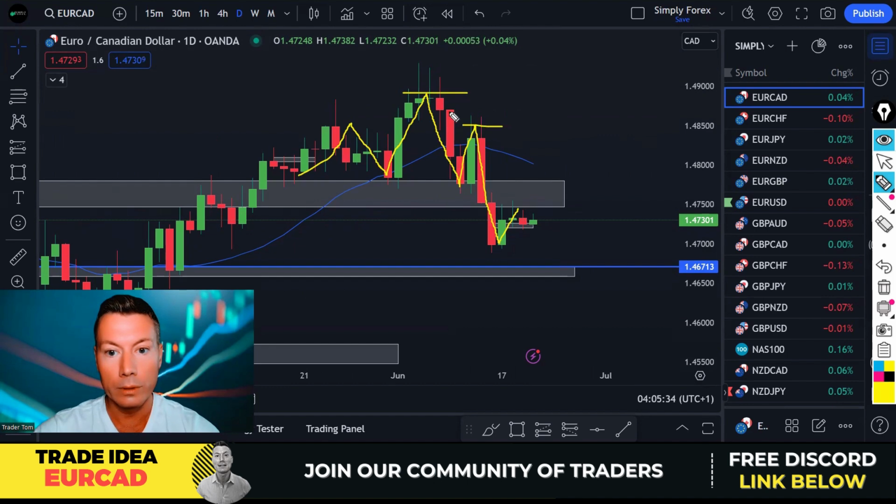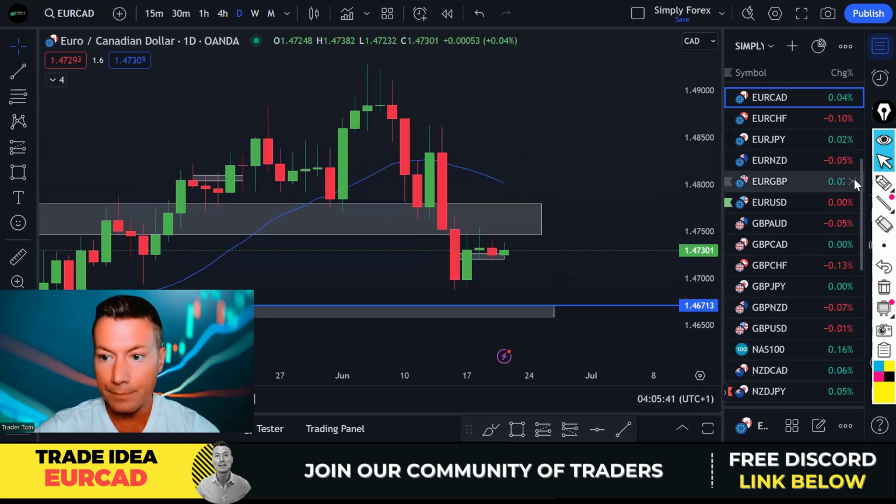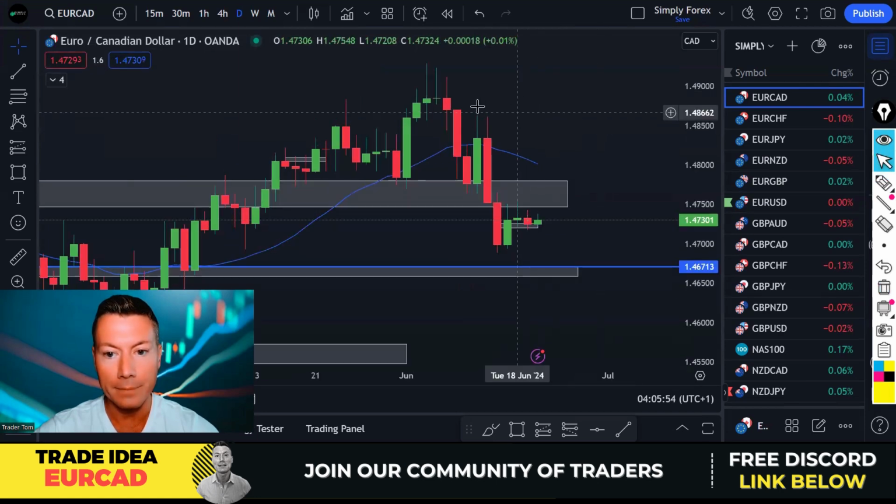Lower highs, lower lows, right? We're in a downtrend. Similar to Euro US dollar, we're getting this reaction at this gray zone. What I like about this one is the fact that this is a red candle. It just a little bit more tells us that sellers are involved there.